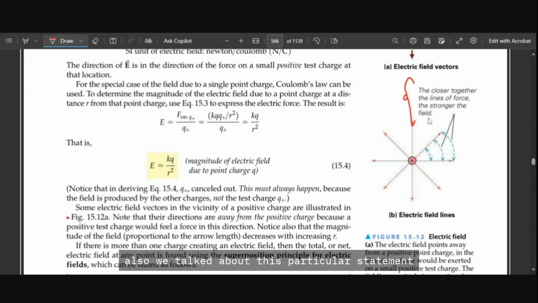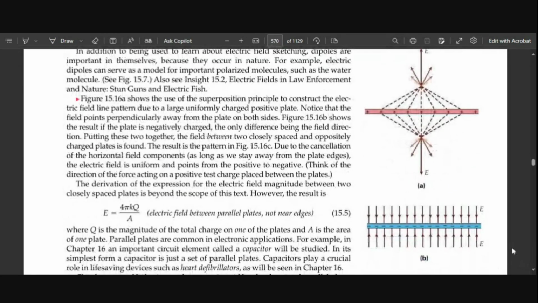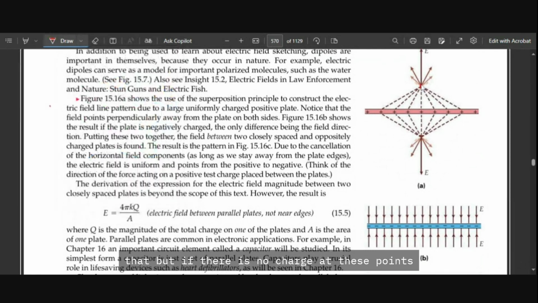Also, we talked about this particular statement: the closer together the lines of force, the stronger the field. So in this particular region, the field is stronger in comparison to this particular region, because here the field lines are closer, whereas here the field lines are a little separated, a little far away. Similarly, here we are looking at electric field at a particular point. But if there is no charge at these points, what will happen? Electric field line will go like that.